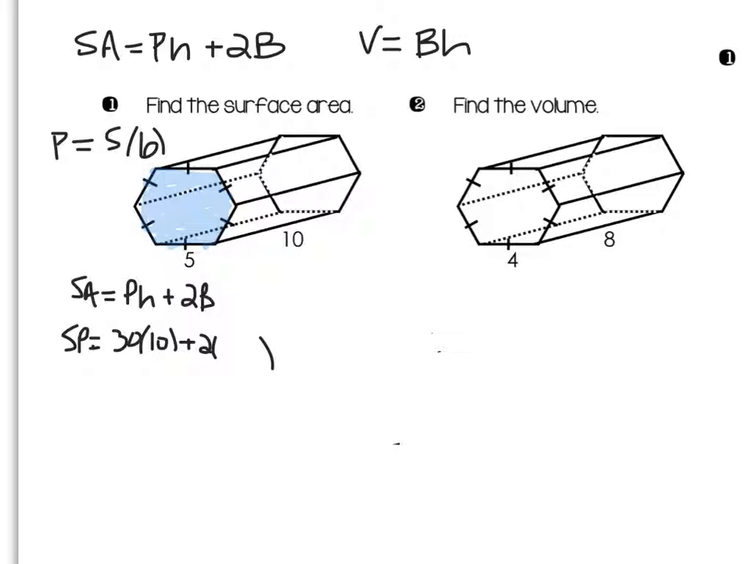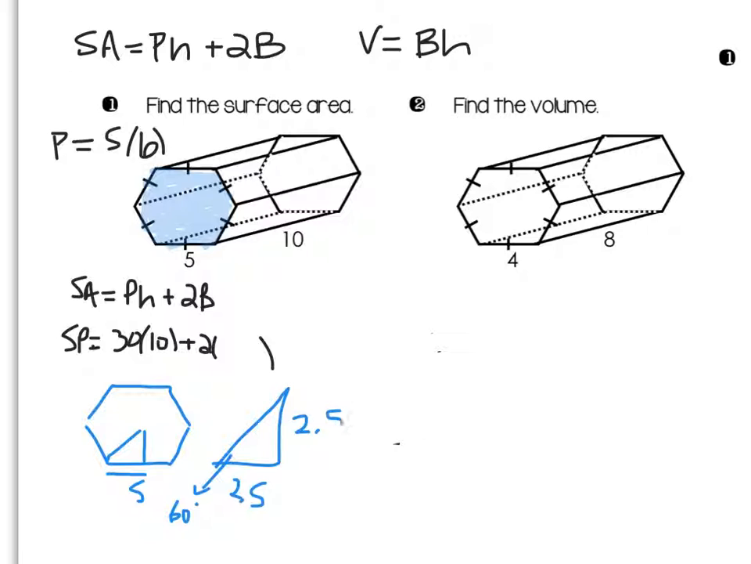So the main work of this problem is to find the area of the base. So I have my regular hexagon. If the whole base is 5, that means half of it is going to be 2.5. So I'm going to draw the triangle over here so I have a little more room. 2.5 is adjacent to my 60-degree angle. So I'm going to take 2.5 and multiply it by square root of 3. So that is my apothem.